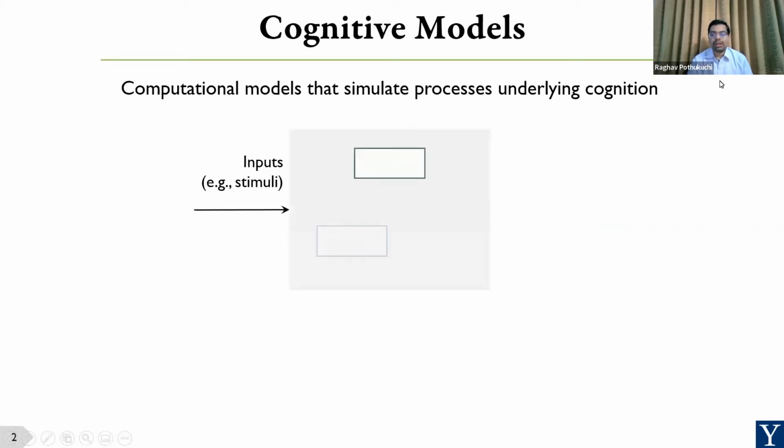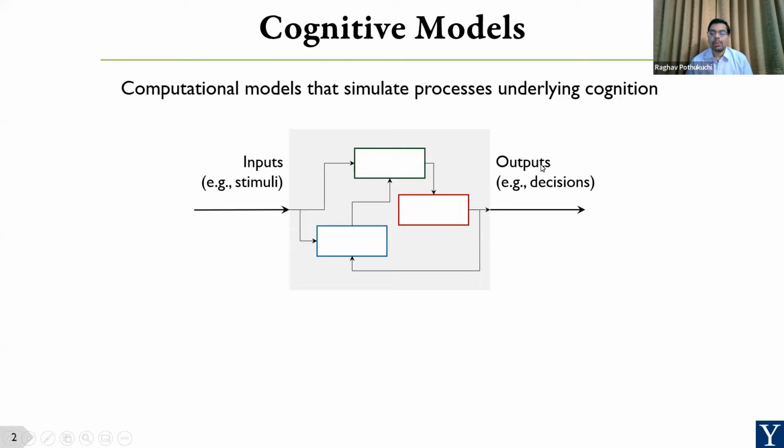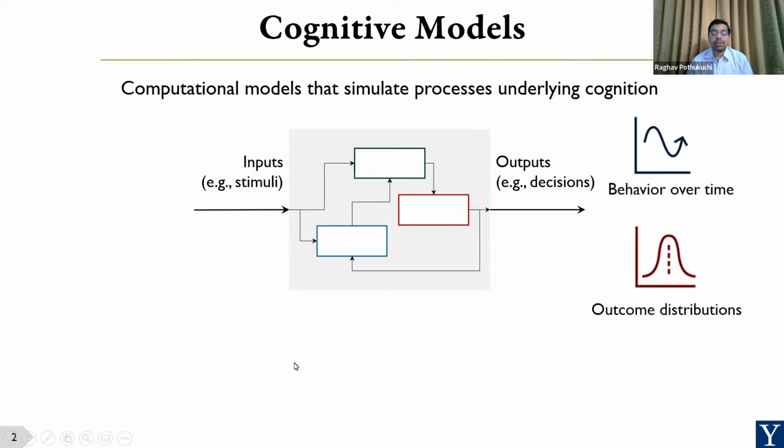Cognitive models are computational models that simulate processes underlying cognition. A cognitive model takes in inputs such as stimuli and describes how neural and mental mechanisms act on these inputs to produce outputs such as decisions. These models are used to study the behavior of cognitive phenomena over time.